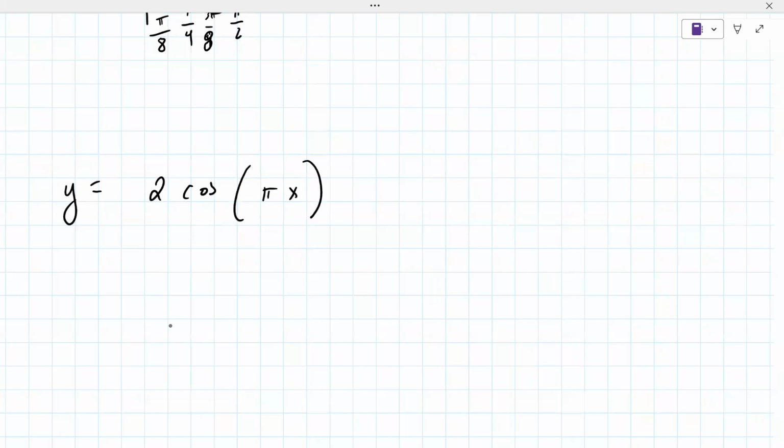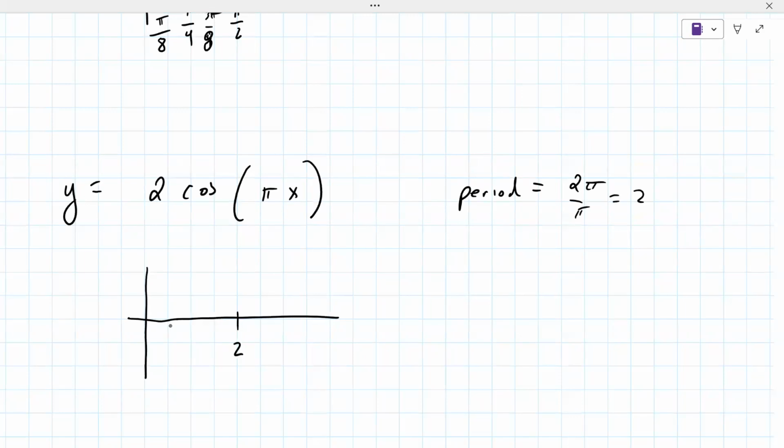Okay, so I made a couple of changes here. What is the period for this? Yeah, 2 pi over pi, which is 2. So this time you go out 2. That's 1. That would be 1/2. That would be 3/2. And the parent function looks like this. At 1 and -1 goes down, comes up, goes down, comes up like that.